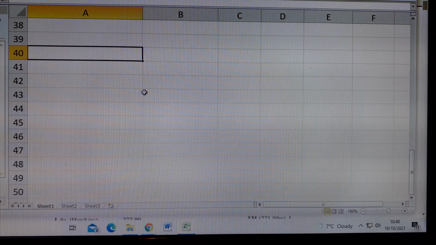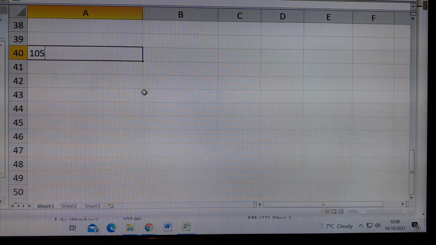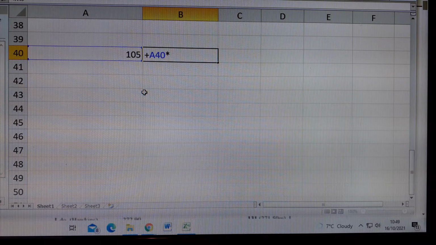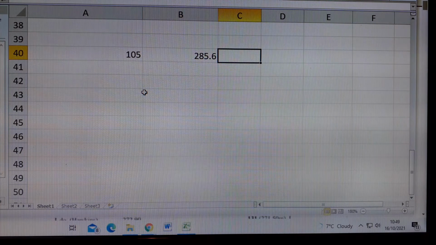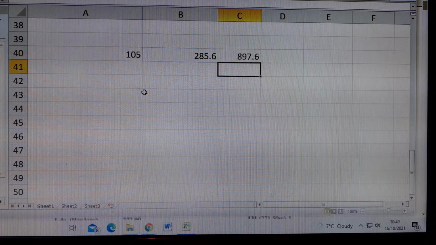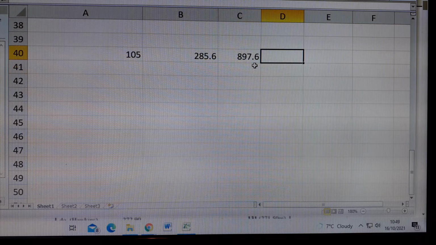Thom tells us that the diameter of the Aubrey circle is 105 megalithic yards. So we multiply that by 2.72. It's 285.6 feet. Multiply that by 22 over 7. We get 897.6.